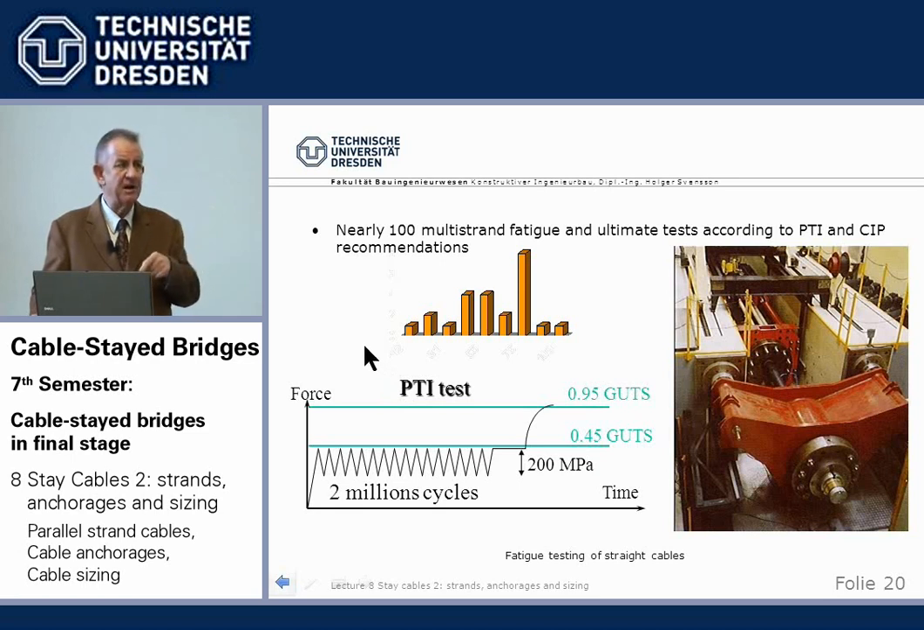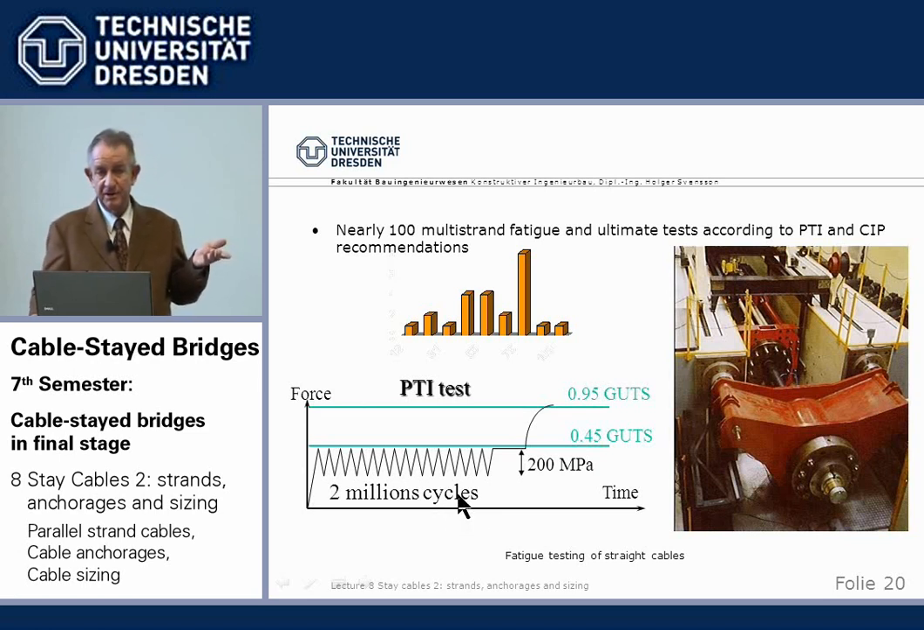And so it happened I was a member of the code committee, and we made the first codes for parallel strand and parallel wire cables, and these have been taken over by all the FIB and other codes. Now, basically, fatigue tests function this way. We have a big testing machine with hydraulic jacks pulling at the cable, and we use 2 million cycles, which is the Wöhler strength.